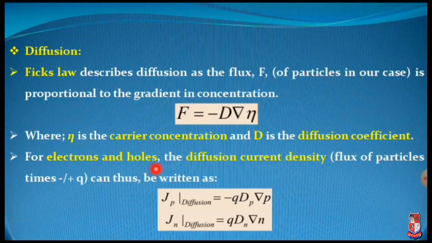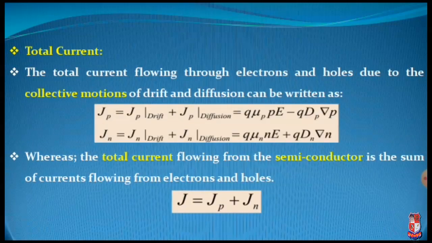For electrons and holes, the diffusion current density can now be written as Jp diffusion is equal to minus Q Dp into gradient p, and Jn diffusion is equal to Q Dn into gradient n. Here the negative sign is eliminated because electrons have the charge negative Q, whereas holes have the charge positive Q. So Jn diffusion is equal to Q Dn into gradient n.